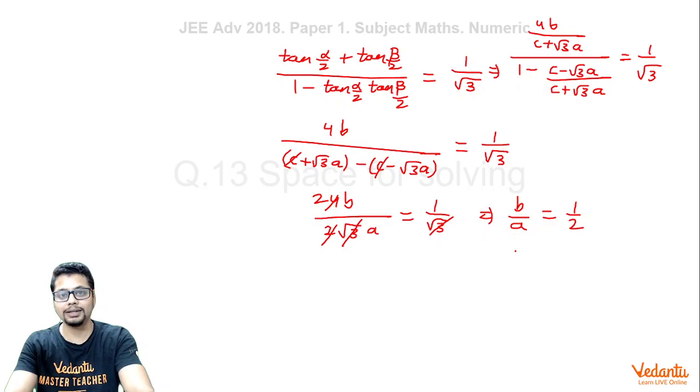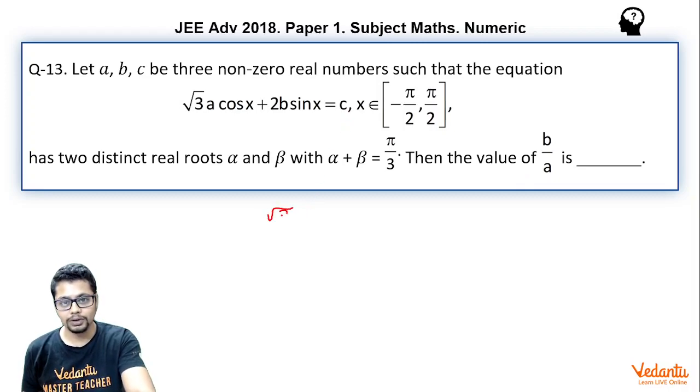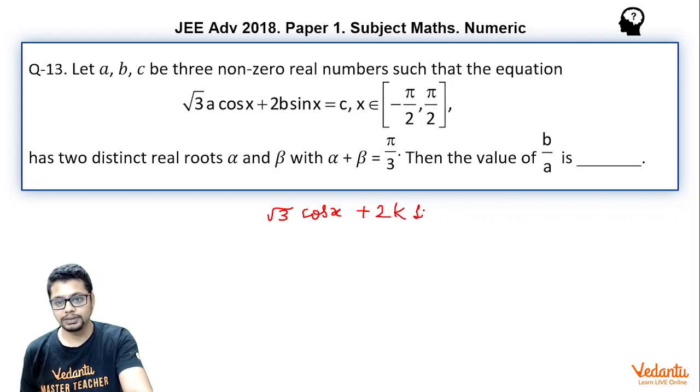Now let's see another approach. As you see the question, and as it has been asked the value of b by a, you may feel free to divide this whole equation by a, because definitely a would not be 0. And you get root 3 cos x plus 2 times b by a, the expression whose value you want, let's call it k, times sin x is equal to c by a, let's call it d.